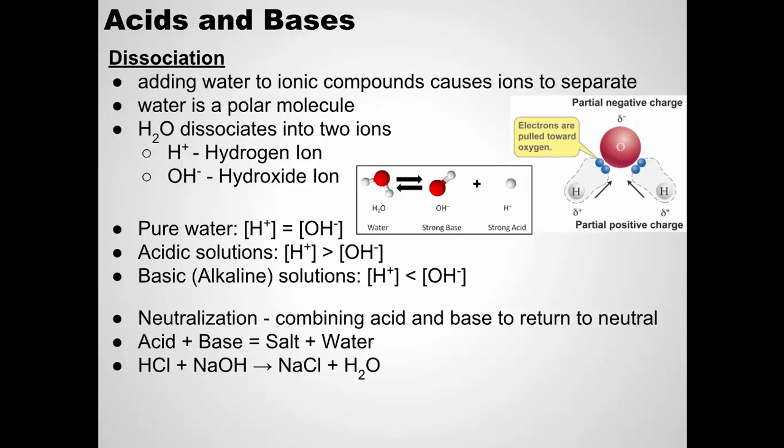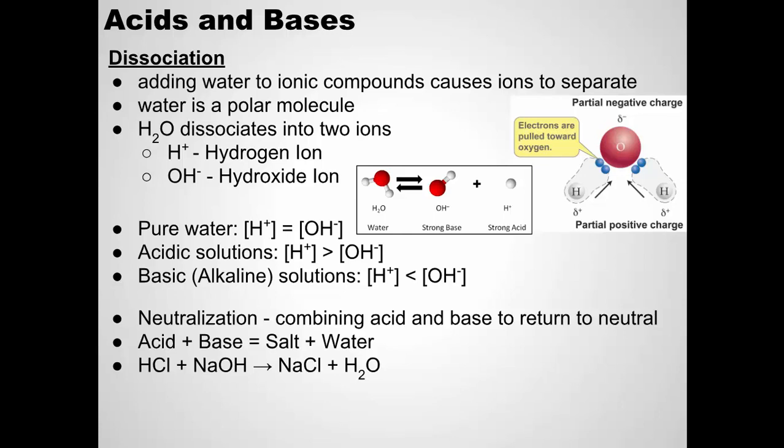And so sometimes when you have water, it dissociates, and the hydrogen separates from the hydroxide, the H from the OH, and in a neutral solution, that's in equal amounts. There's equal amounts of hydrogen ions and equal amounts of hydroxide ions in pure water. We call that a neutral solution. We would say it has a pH of 7. We'll talk about pH in a minute.